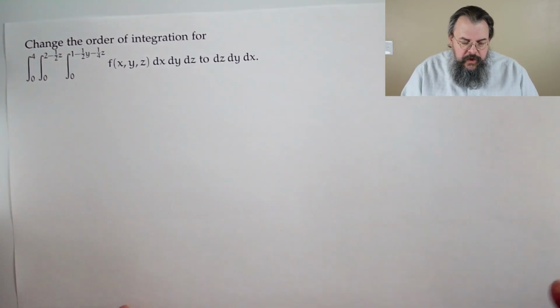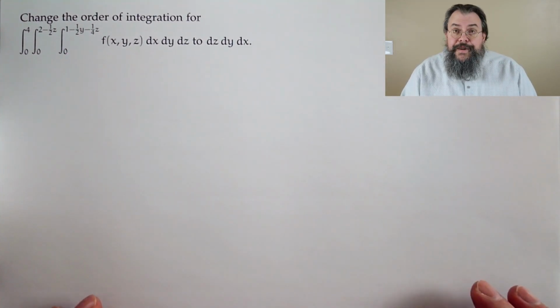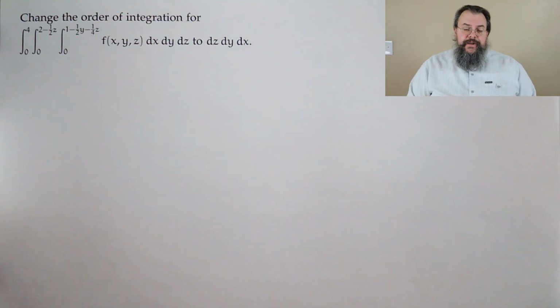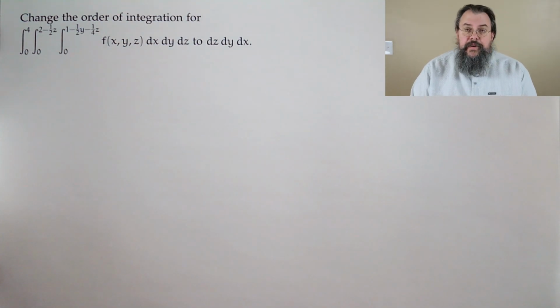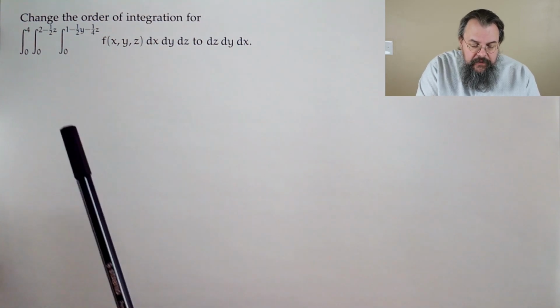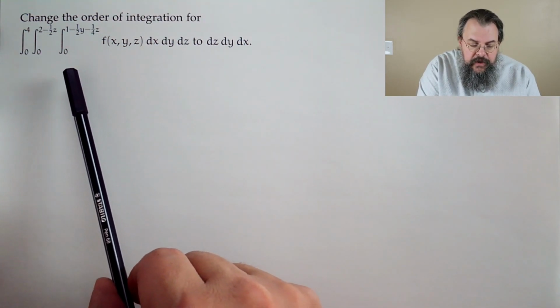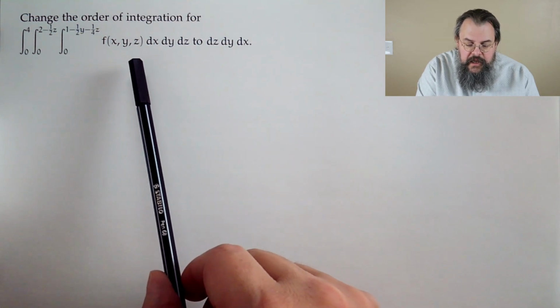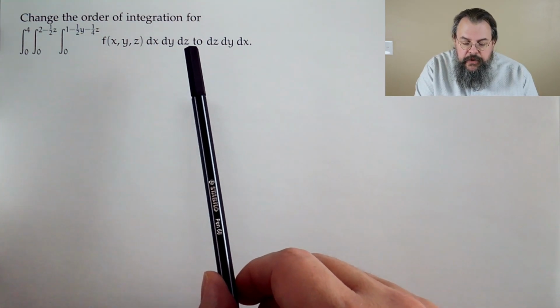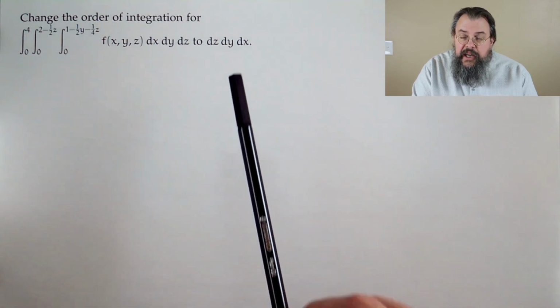Okay, good. On to our next problem. Here we go. Ooh, something different. Change the order of integration. So we have integral 0 to 4, integral 0 to 2 minus a half z, integral 0 to 1 minus a half y minus a fourth z, f of x, y, z, dx, dy, dz, to dz, dy, dx.